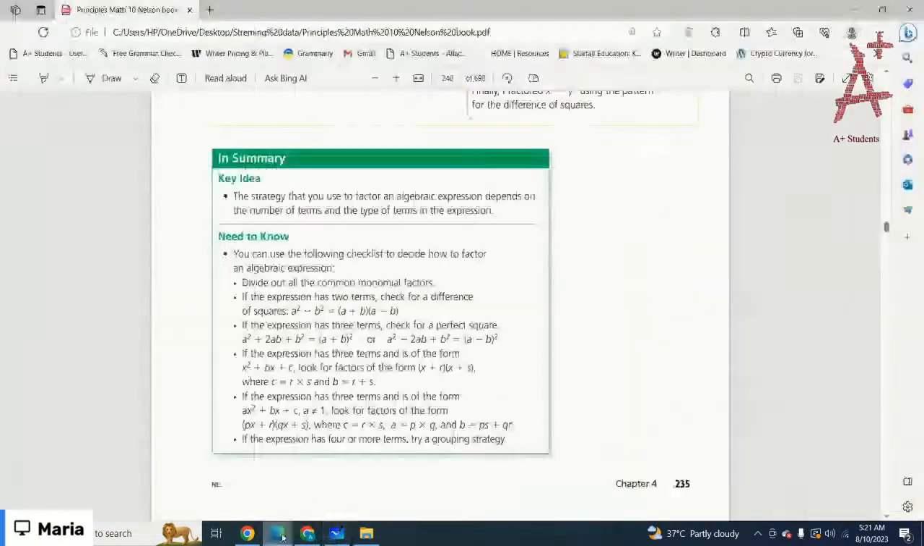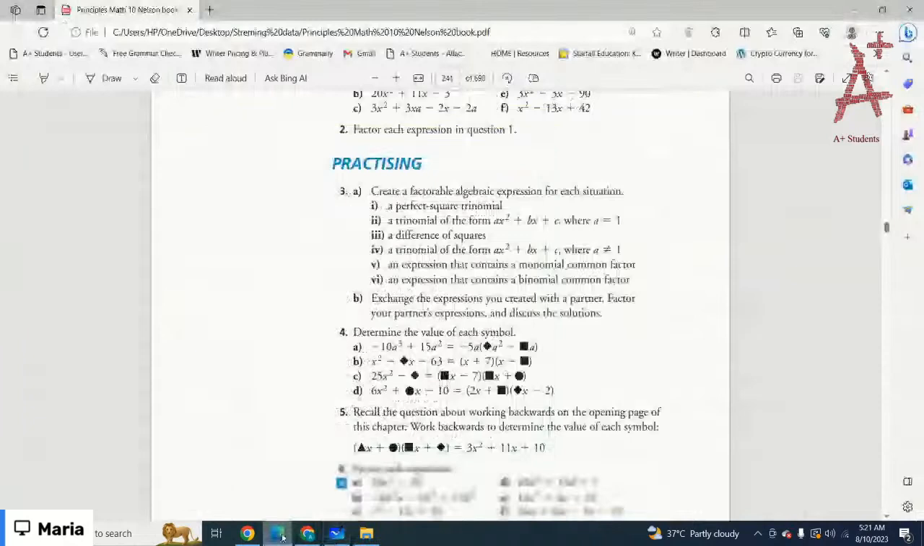Let's just practice questions. Let's start with questions. Create a factorable algebraic expression for each situation. A perfect square trinomial. You have to make a perfect square trinomial. You just have to write down the algebraic expressions, right? A perfect square trinomial.